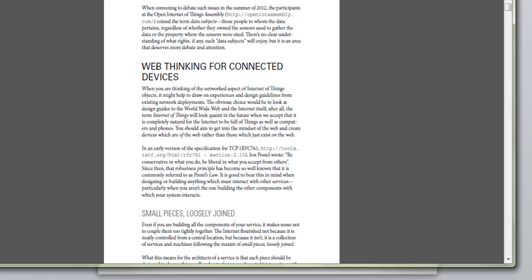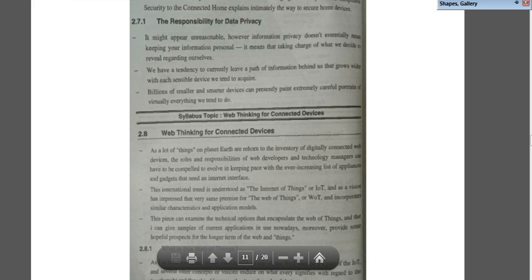Next is web thinking for connected devices. In this, the first point is, as a lot of things on planet Earth are being added to the inventory of digitally connected web devices, the roles and responsibilities of web developers and technology managers have to evolve, keeping pace with the ever increasing list of appliances and gadgets that need an internet interface.